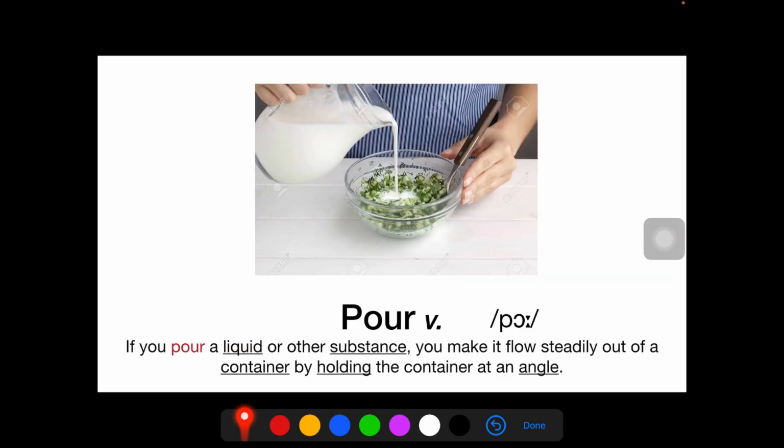Next one, pour. Pour. If you pour a liquid or other substance, you make it flow steadily out of a container by holding the container at an angle. Normally if we use pour, we use it with a liquid. Make it flow to the other container or the other substance.